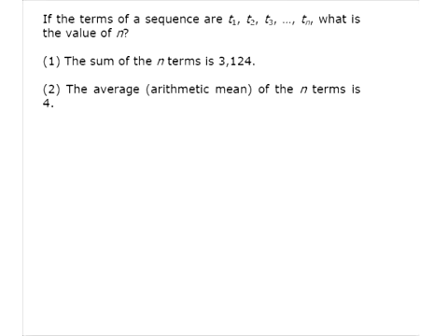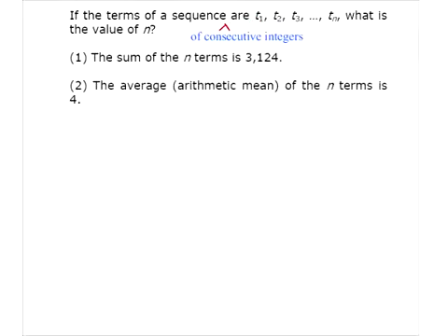If the terms of a sequence of consecutive integers are blah, blah, blah, what's the value of n? Does that actually change anything? I mean, would it change anything in terms of statement 1 or statement 2 being sufficient on their own?